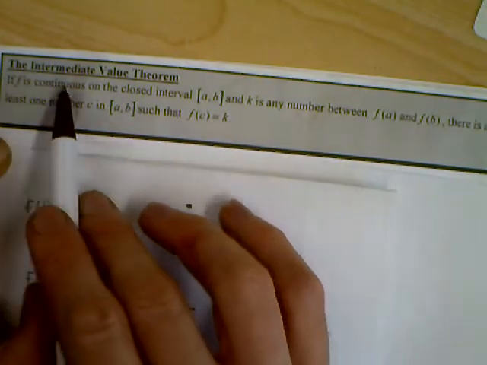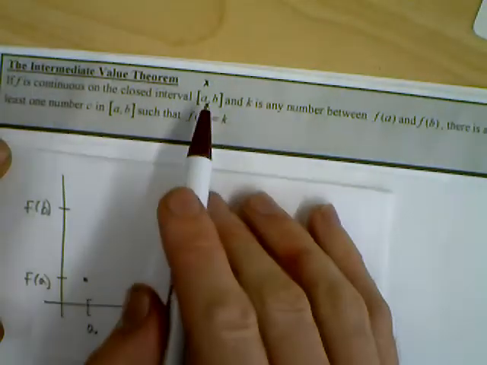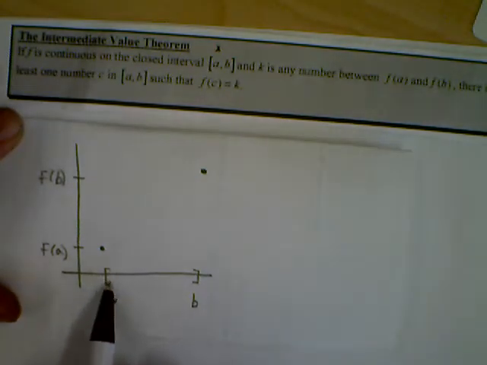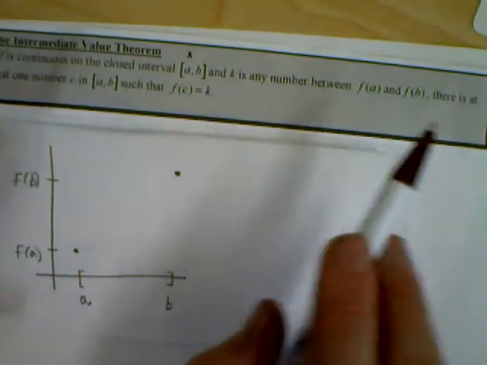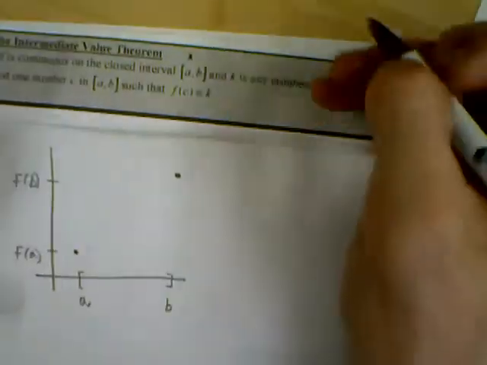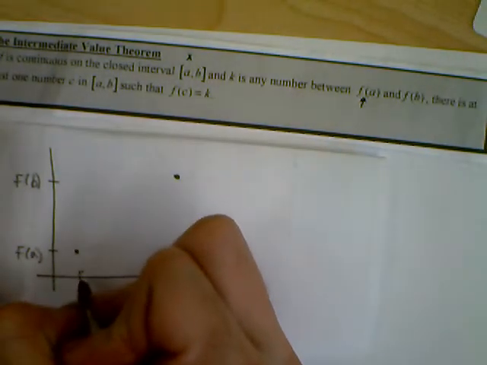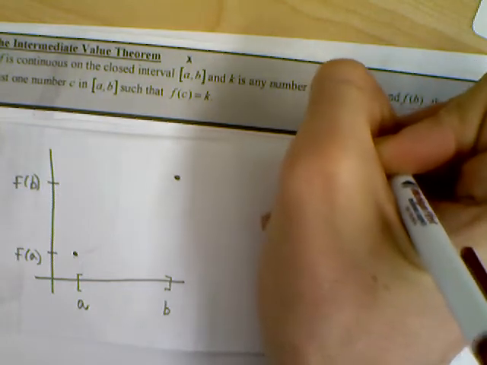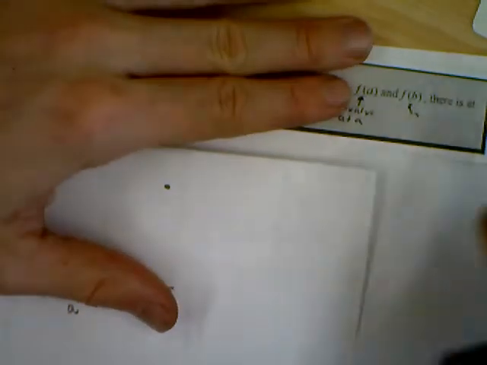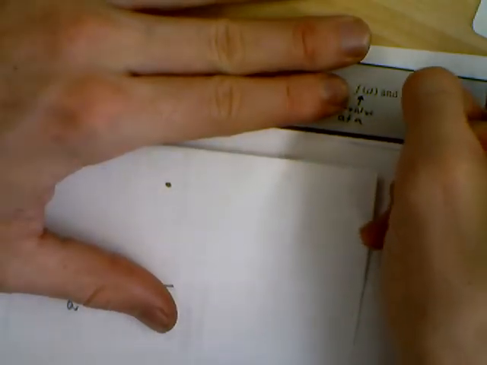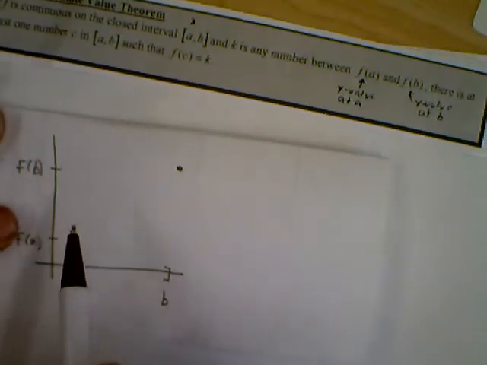So it's saying f is continuous on the closed interval [a, b]. These are our x coordinates, the x we're looking at, the interval. Now, k is any number between f of a and f of b. So f of a is the y value at a, and then f of b is the y value at b. All right, so that's right up here.